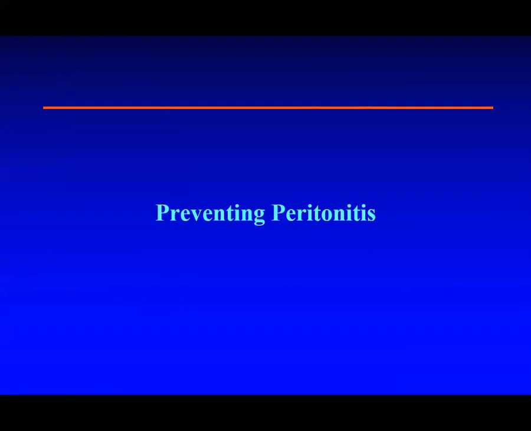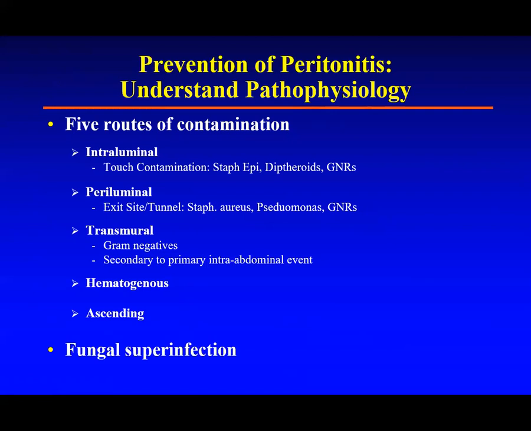Obviously, we want to successfully treat peritonitis, but even more so, we would like to prevent peritonitis. In order to prevent peritonitis, one must understand the pathophysiology. There are 5 routes for contamination of the peritoneal cavity.